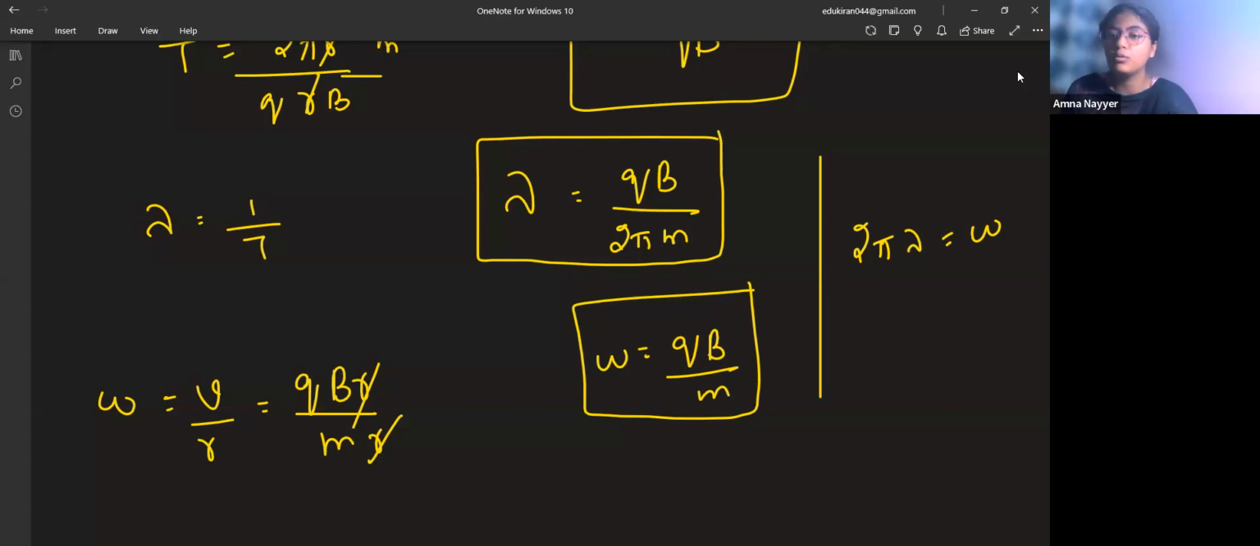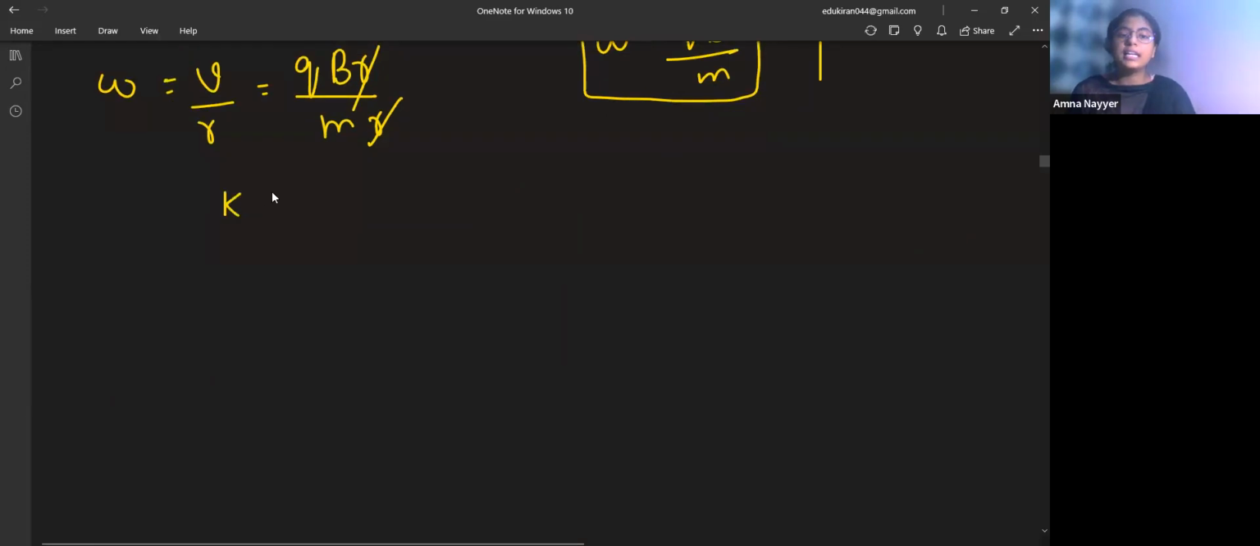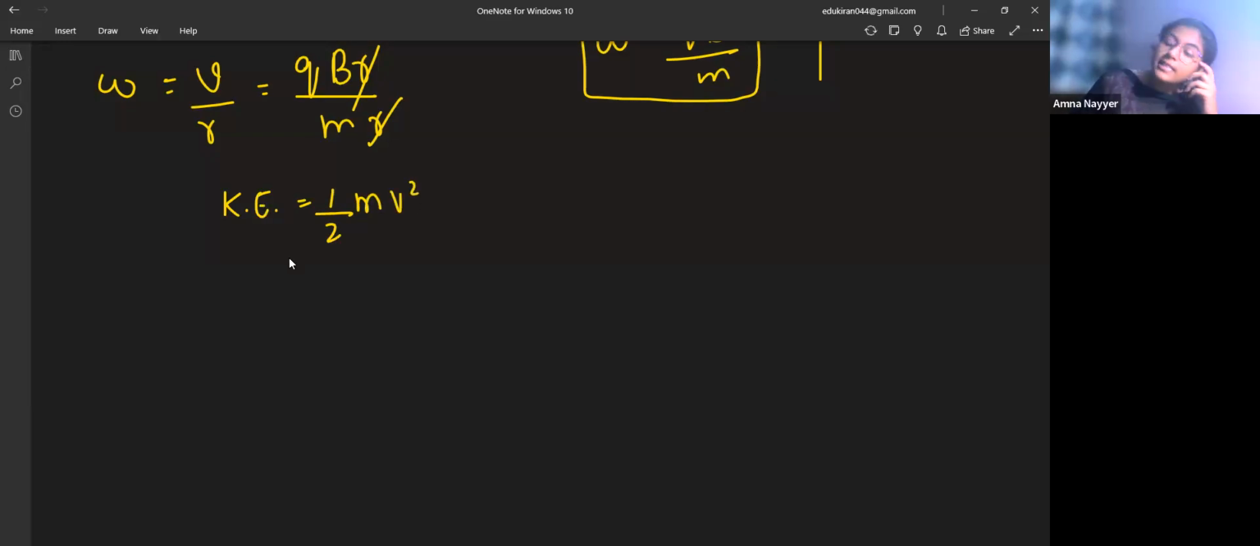Last formula which you have to remember, that is the formula of kinetic energy. If you have the velocity's formula with you, we know how to calculate kinetic energy. Kinetic energy is half mv square. All these can come in your exam. This is a part of your syllabus, especially time period and radius. These are extra, which might come in the exam, but time period and radius, they are very important. They usually come in the exam.